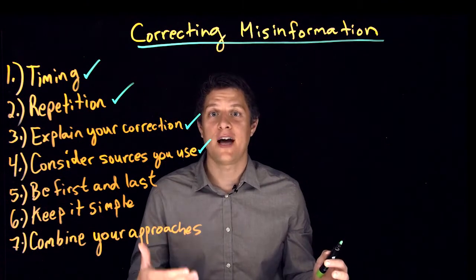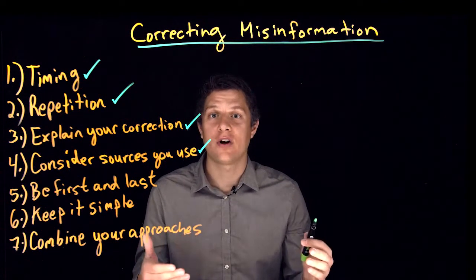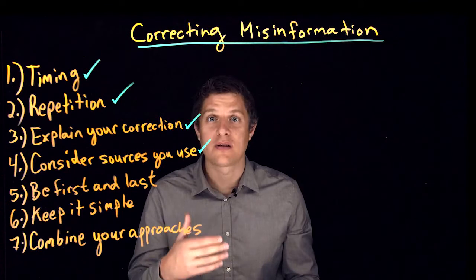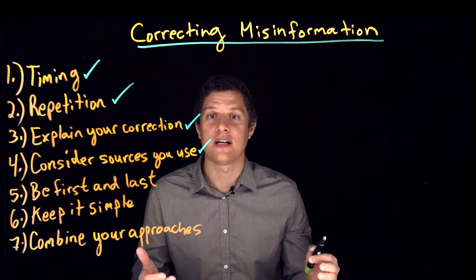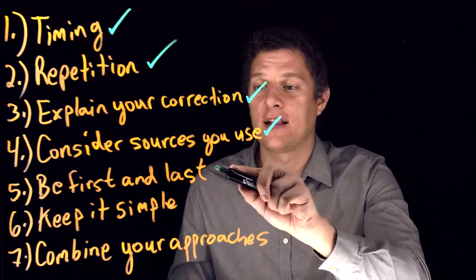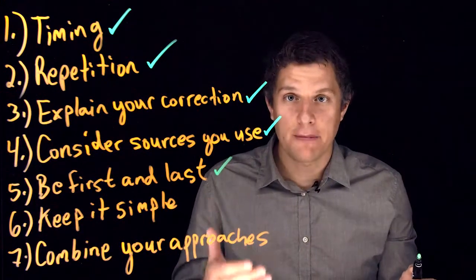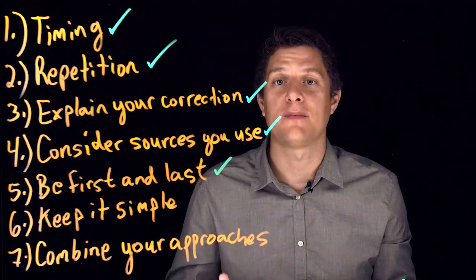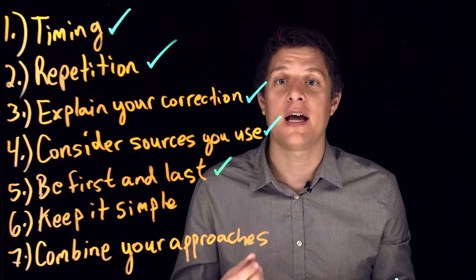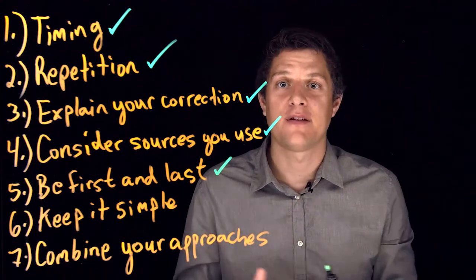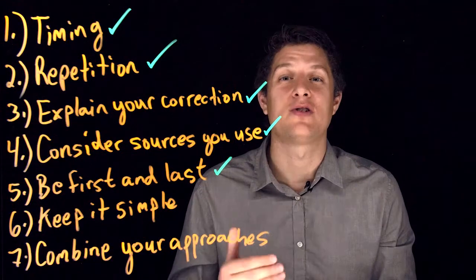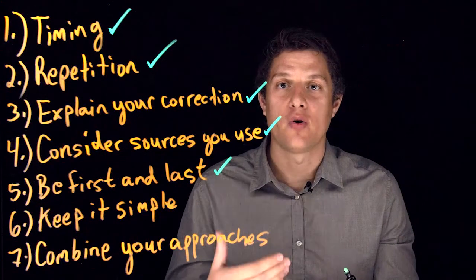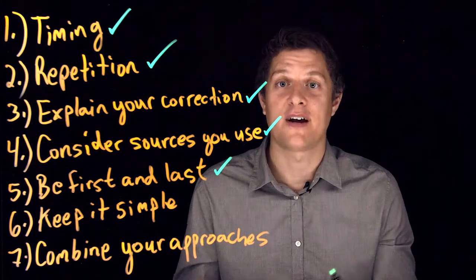For example, if a vaccine skeptic with a large following gets COVID-19 and then regrets not getting the vaccine, that person can be used very effectively to spread a pro-vaccination message. Number 5, be first and last. One thing to remember is that when people evaluate information, they tend to rely heavily on the first and most recent information. These are called primacy and recency effects. Primacy effects explain why misinformation can be so difficult to correct. Recency effects explain why repeating your correction multiple times can be effective.